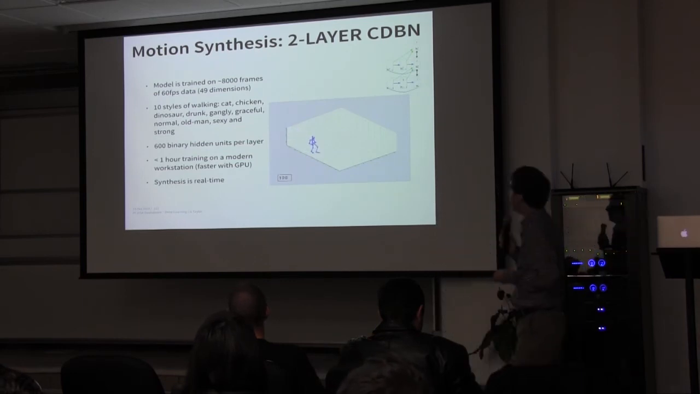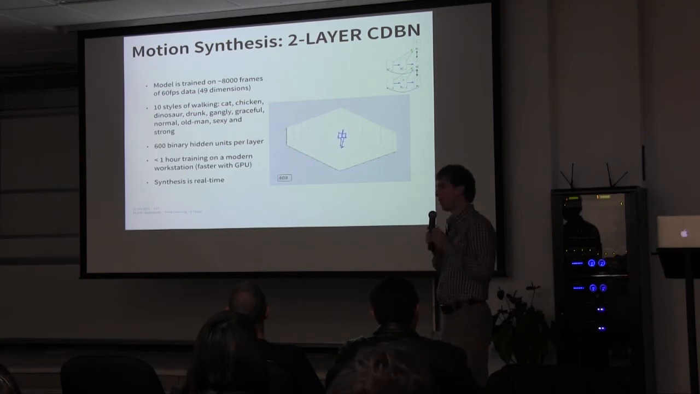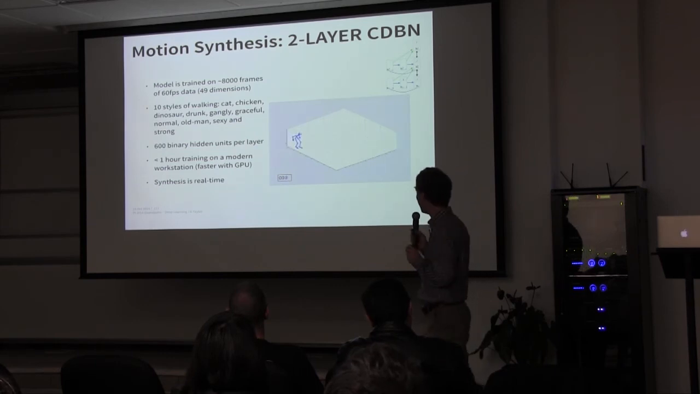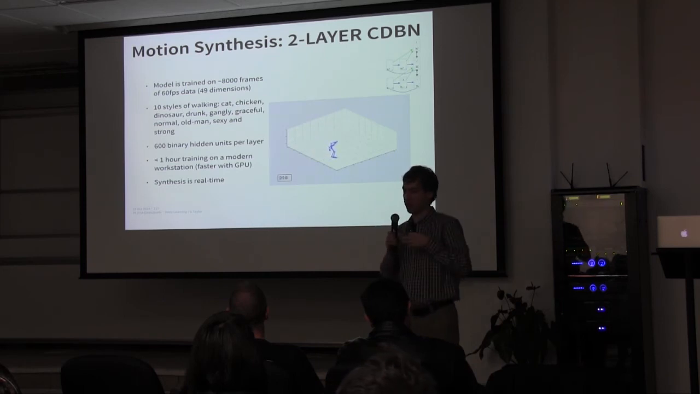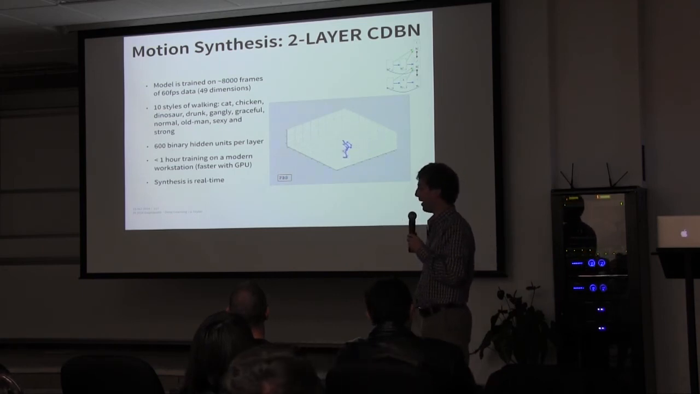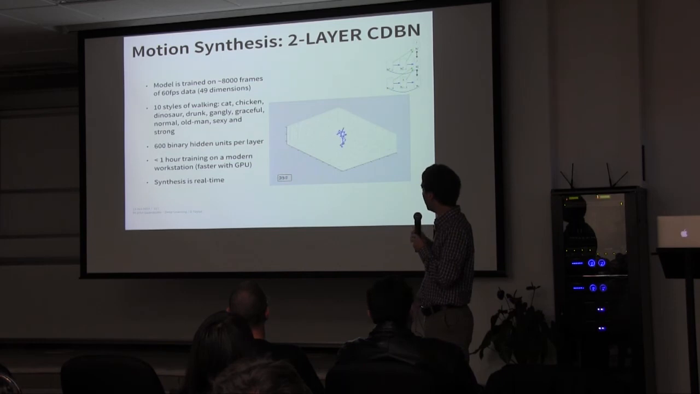So what I'm showing you here is some of the work that I did when I was at University of Toronto, and this is a conditional restricted Boltzmann machine that's been trained on motion capture data. Okay, so we train this on 10 styles of walking. This, I believe, is the chicken walk. Okay, so it's some human pretending they're a chicken. We've learned the model on these 10 different styles of data. And by initializing with a few frames of any particular style, the model will go on and generate that type of motion. So this is the dinosaur walk.